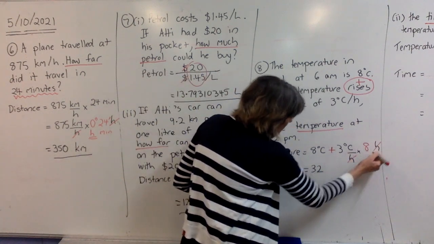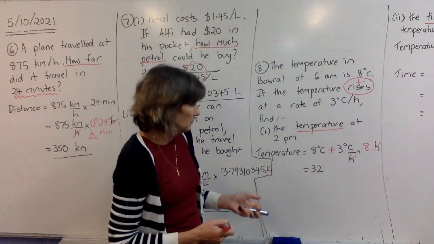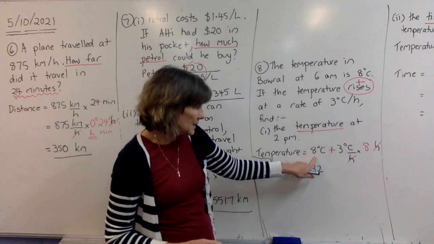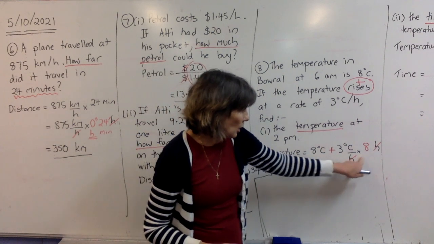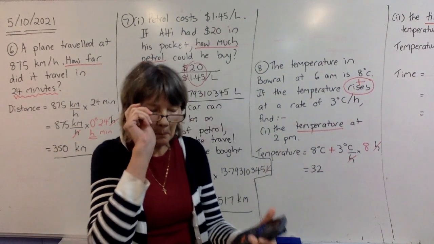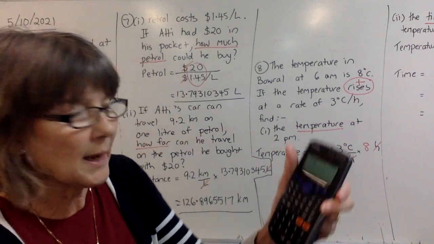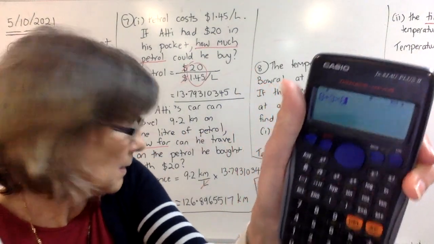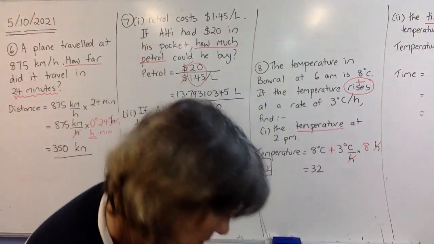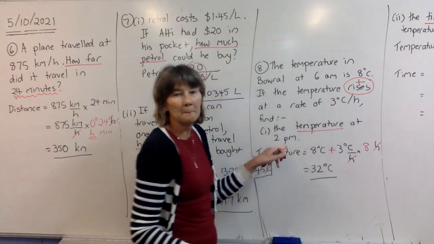These hours here cross off, and we can see everything's in degrees now, degrees Celsius. So you can put this straight in your calculator. It's 8 plus 3 times 8. All right, so just push it straight in. You don't have to work out parts as you're going. Just type it in. So 8 plus 3 times 8. That's how we're pressing it in. Press equals 32. So we end up with 32 degrees Celsius for the temperature at 2 p.m.